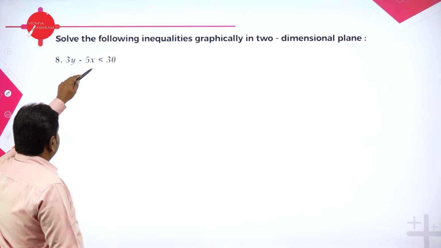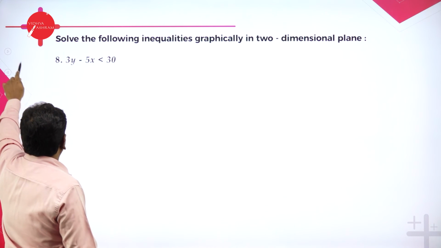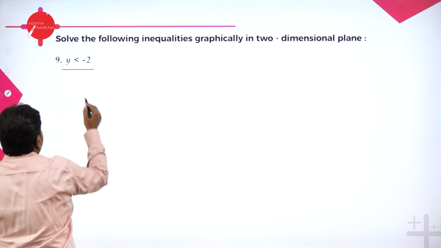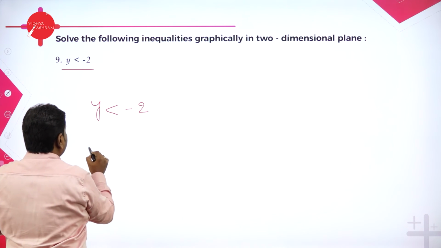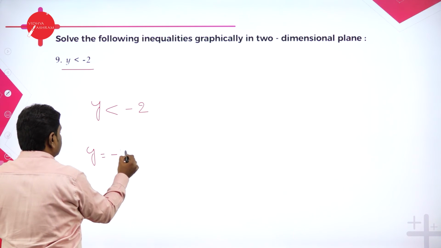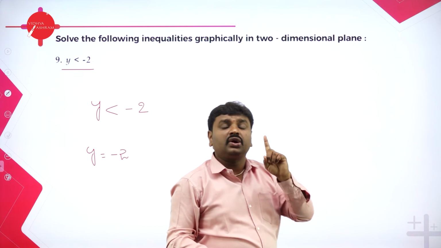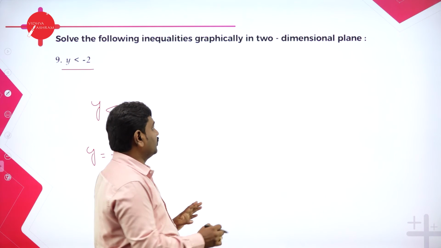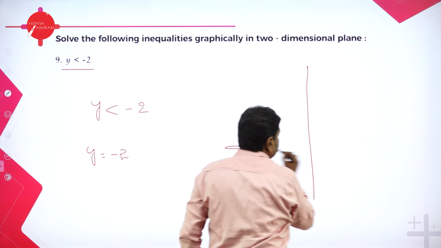3y minus 5x less than 30, you can draw it and solve. And we have y strictly less than -2. I'll solve this, it is a little new. I'll take y is equal to -2. See, my dear students, y is equal to constant is a line parallel to x-axis.